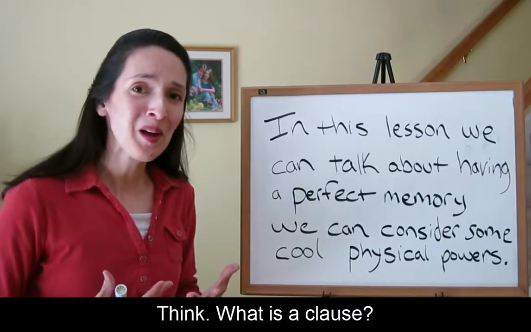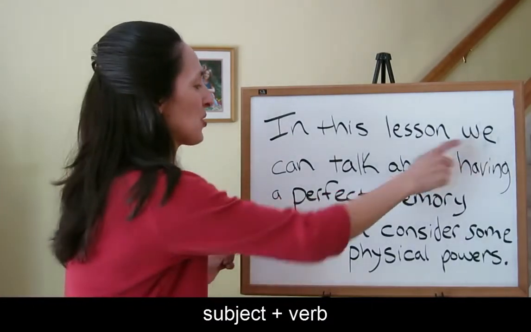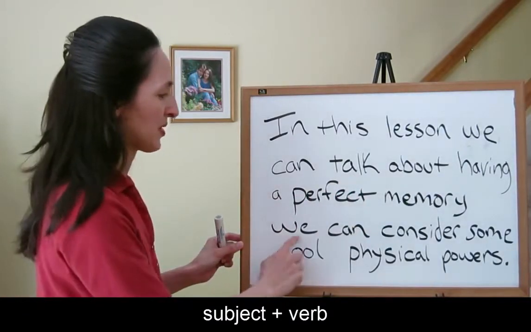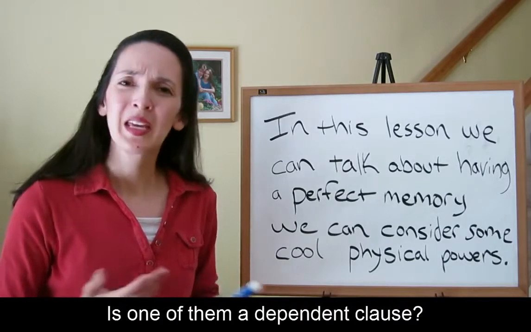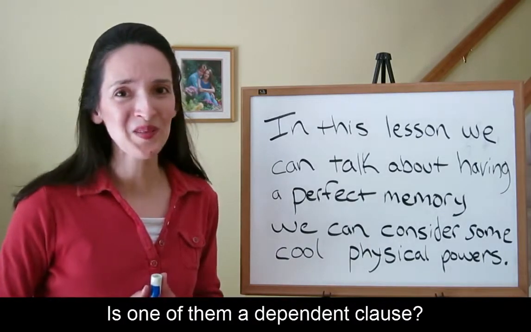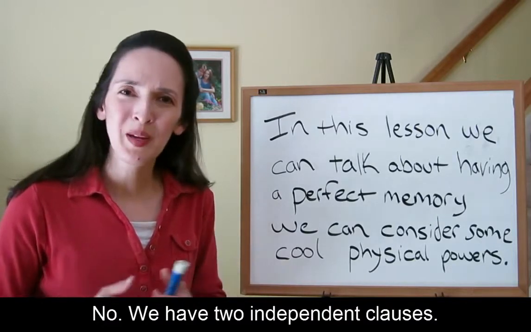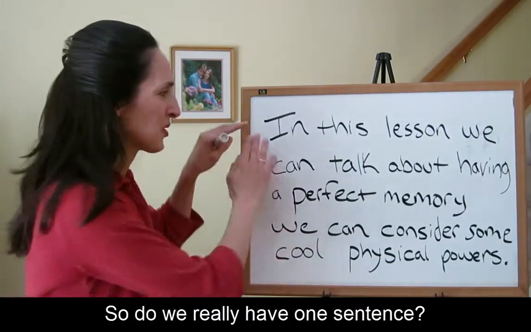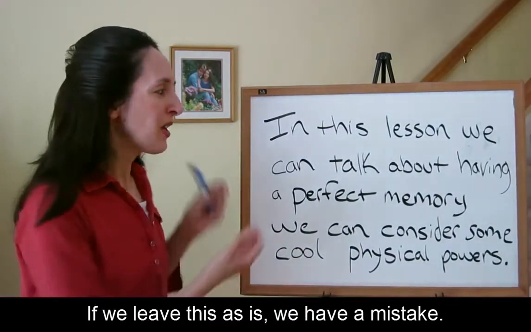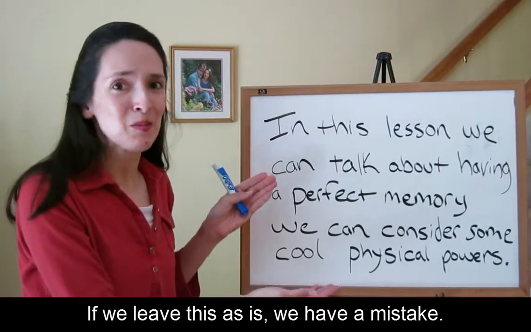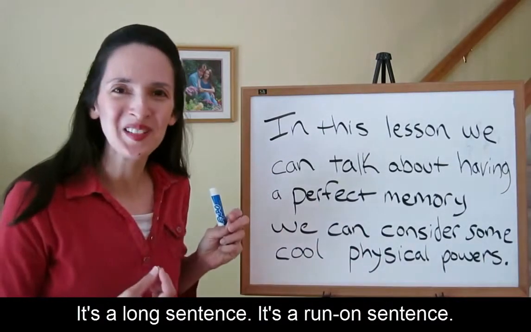Think, what is a clause? It has a subject and a verb. Subject, verb, subject, verb. Okay, so we have two clauses. Is one of them a dependent clause? No, we have two independent clauses. So do we really have one sentence? No. If we leave this as is, we have a mistake. It's a long sentence. It's a run-on sentence.